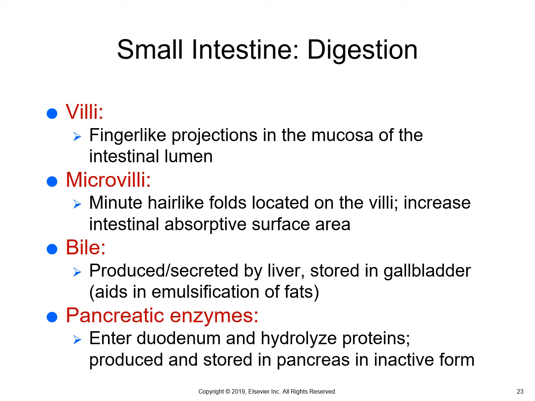We have bile that's then produced and secreted by the liver and stored in our gallbladder, and it aids in the emulsification of fats, or the breakdown of fats. And then pancreatic enzymes will enter the duodenum, which is that first section of the small intestine, which will help hydrolyze and break down proteins. It is produced in and stored in the pancreas in its inactive form.